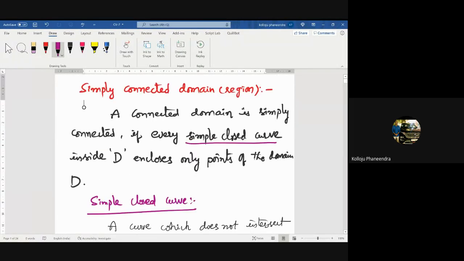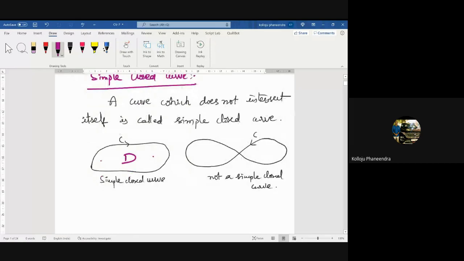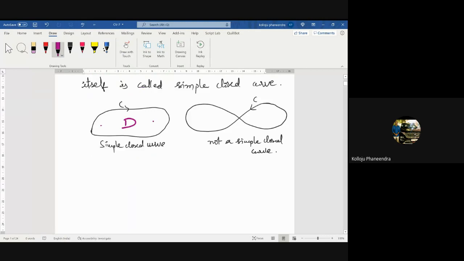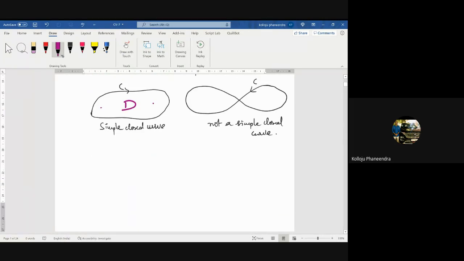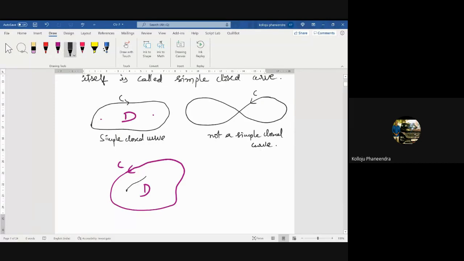Now, a connected domain is called simply connected if every simple closed curve inside D encloses only the points of the domain D. For example, to get the idea, this is the domain D. If I consider any simple closed curve inside D, the choice is yours, say this curve C. The simple closed curve has so many points inside it, and every point inside the simple closed curve belongs to domain D. This is called a simply connected domain.